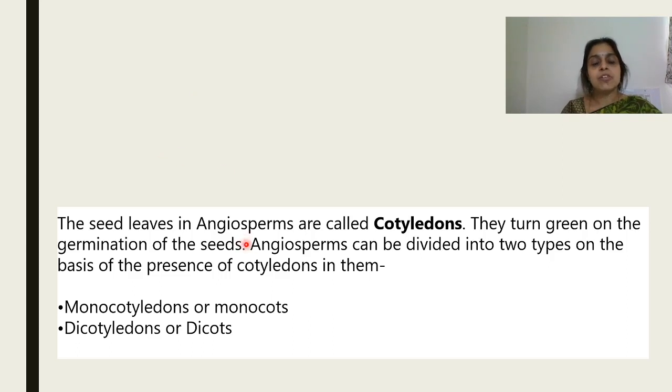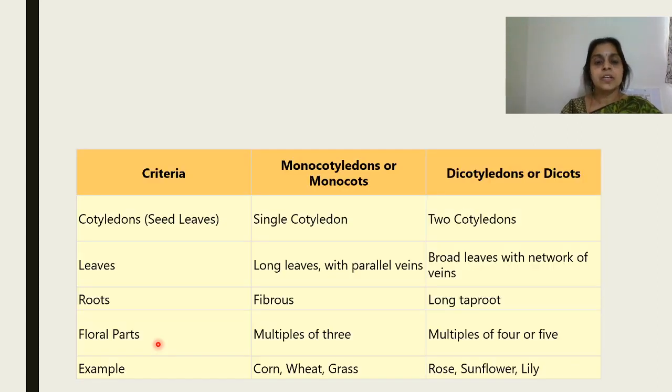The seed leaves in angiosperms are called cotyledons. These are seed leaves, and they turn green on germination of the seeds. Angiosperms can be divided into two types on the basis of the presence of cotyledons: monocots and dicots, also called monocotyledons and dicotyledons. Let us go with the difference between them. Monocotyledons have a single cotyledon. Dicotyledons have two cotyledons.